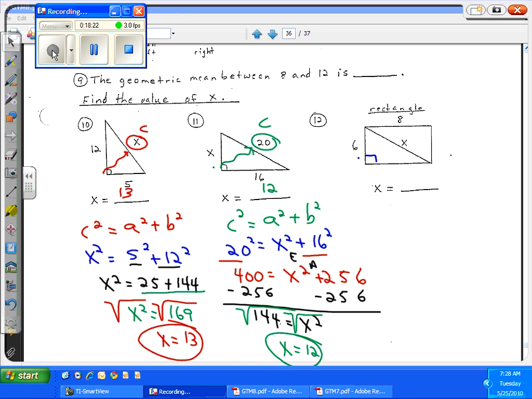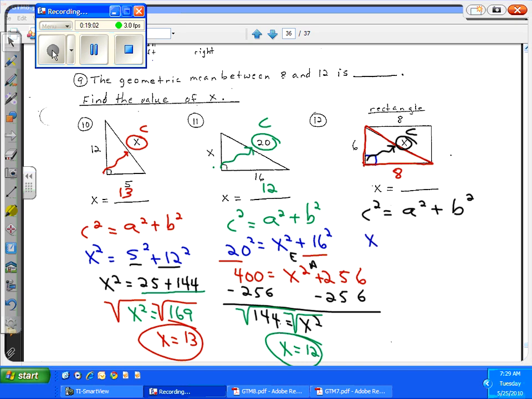Number 12, we have a rectangle. The definition of a rectangle is it's a quadrilateral with 4 right angles, so that makes that a right angle. We know that in a rectangle, opposite sides are equal, so if it's 8 on top, it's 8 on bottom. If we focus on the bottom half of that rectangle, we have a right triangle in which we know 2 sides. So we can find this missing side using the Pythagorean theorem. It's opposite the right angle, so we identify it as our C.